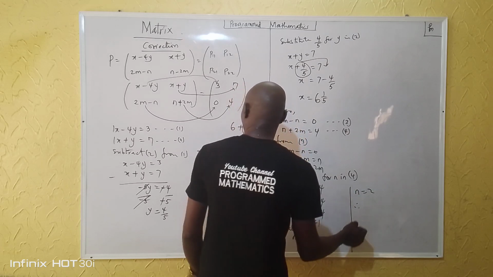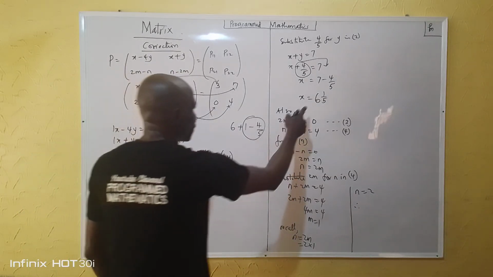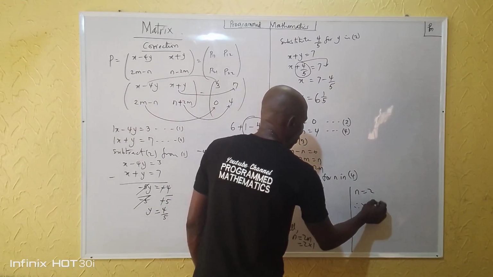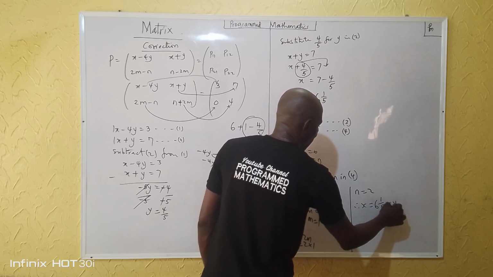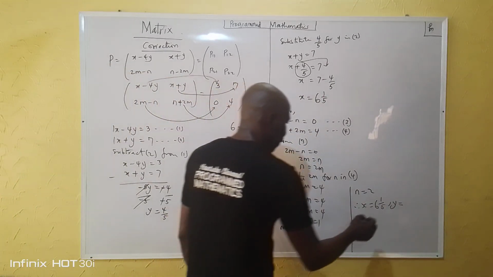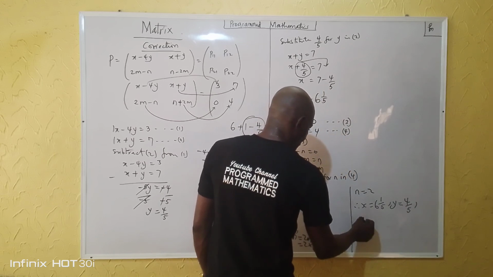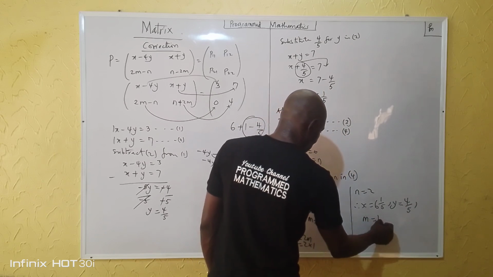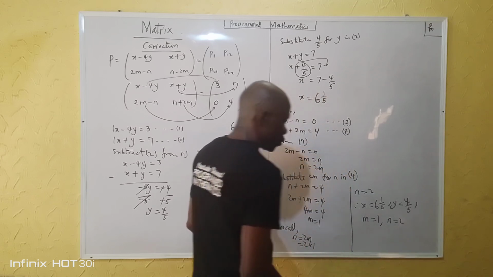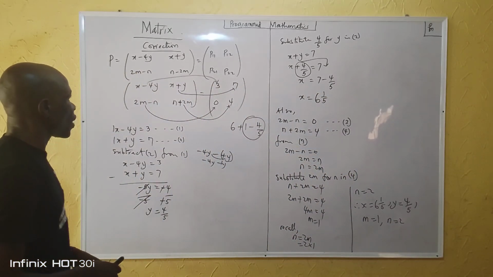So in conclusion, x is equal to 6 to the power of 1 over 5. y is 4 over 5. And m is 1. n is 2. So that is the solution to the question.